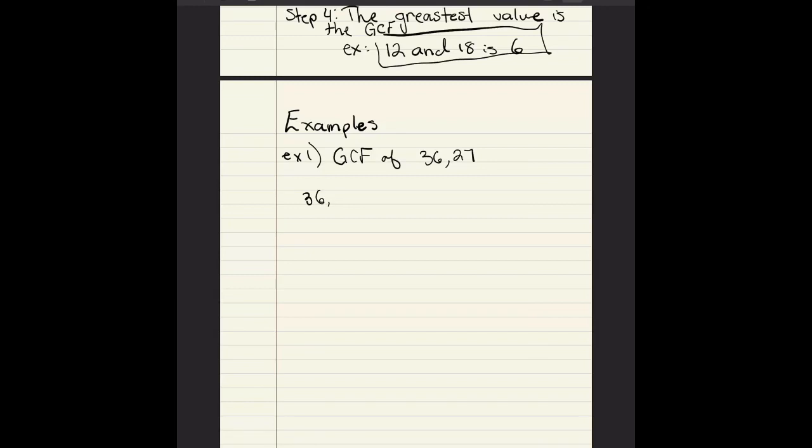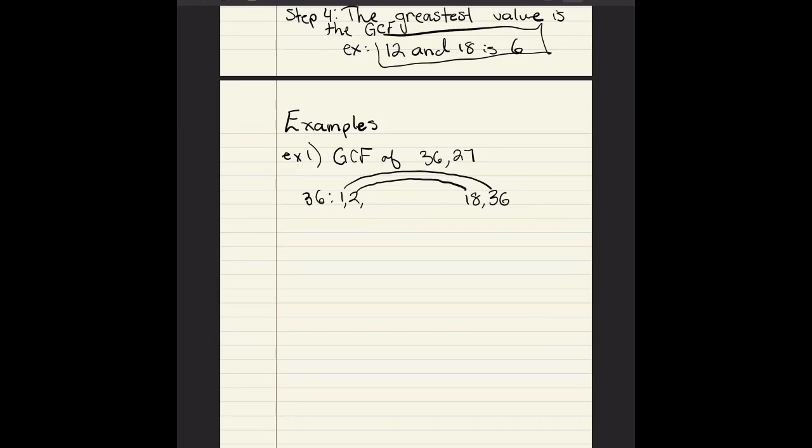So start with my first value. Rainbow method, so 1 can be multiplied by 36. The bigger the number, I kind of go a little bit farther because it's more likely to have more multiples. 2 can go into 36. How many times? Well, if you were to divide it, it would be 18. And that's our second, so that's our rainbow method.